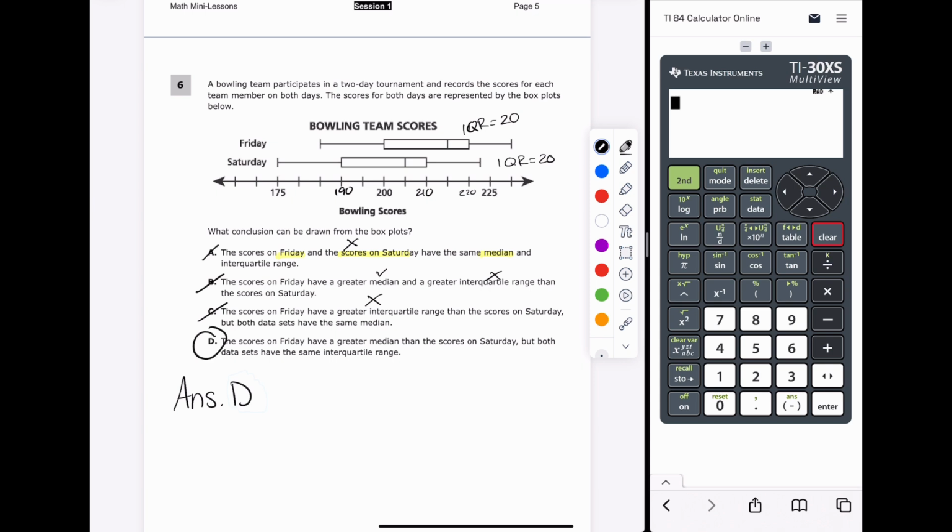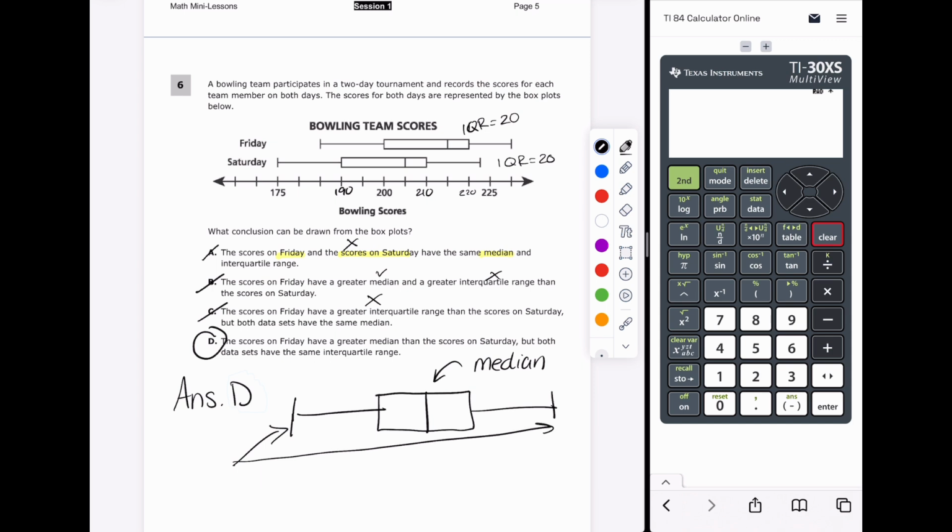Okay, so the key for this one is to be able to identify what the median is. And the median is always going to be that line in the middle of the box. That's your median. That's like the 50%. The whole range is going to go the distance from here to here. That's your range. And your interquartile range is the distance from one side of your box to the other. So use that to help you figure out your information. All right, hit pause and jot this down into your notes.